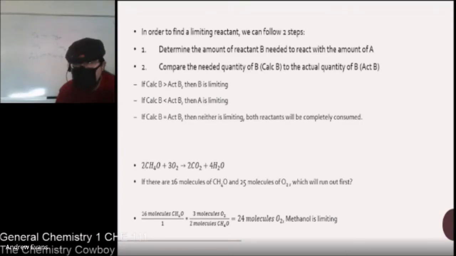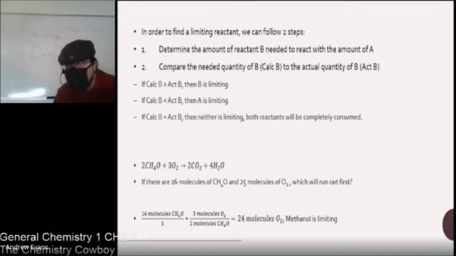Now, hypothetically, do the same math. You get that I need 12 grams of B to react with 10 grams of A. And I have 10 grams of B. I am 2 grams shy of what I would need. So if the actual amount is less than the calculated amount, then B would run out first. B is the limiting. And of course, if the calculated amount and the actual amount are the same, then neither would be limiting and both guys would be consumed fully.